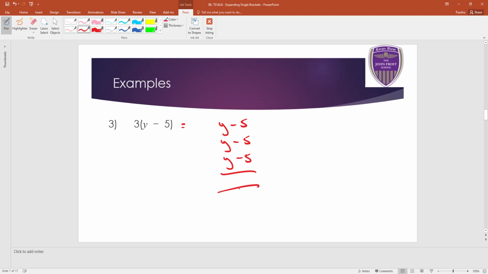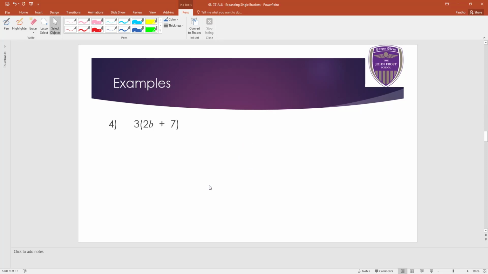And now I want to collect together the like terms. So let's do it. Now watch these fives. See here, I'm taking away 5, aren't I? 3 times. So I'm taking away 5 three times. That's the same as taking away 15. Negative 5, take away 5 is minus 10. Take off another 5, it's going to give you minus 15. See again, there are 3 y's here. So this one is 3y minus 15.